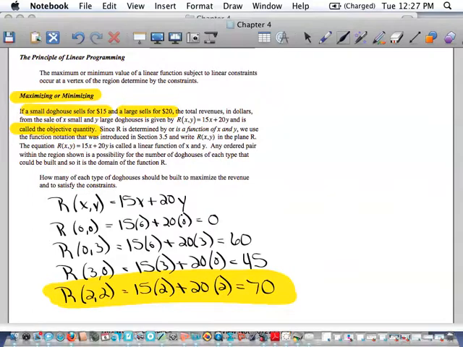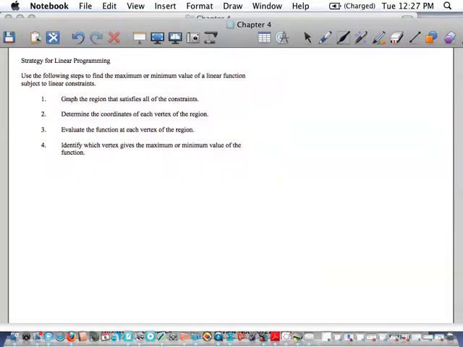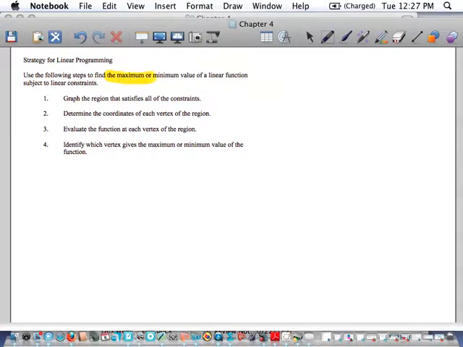So let's take a look at the strategy for these linear programming problems. You're going to use the following steps to find the maximum or minimum value of the linear function subject to linear constraints. Step 1 is to graph the region that satisfies the constraints. Step 2, determine the coordinates of the vertices of the region. Step 3, evaluate the function at each vertex of the region, and step 4, identify the vertex that gives the maximum or minimum value for that particular problem.